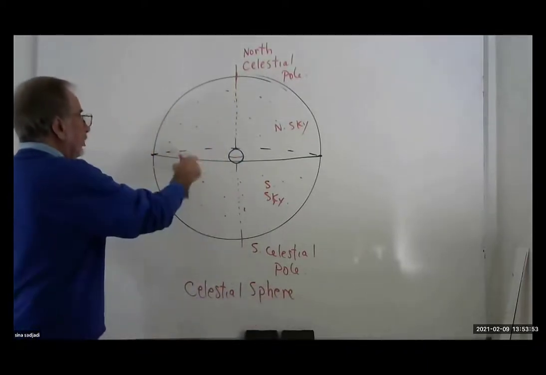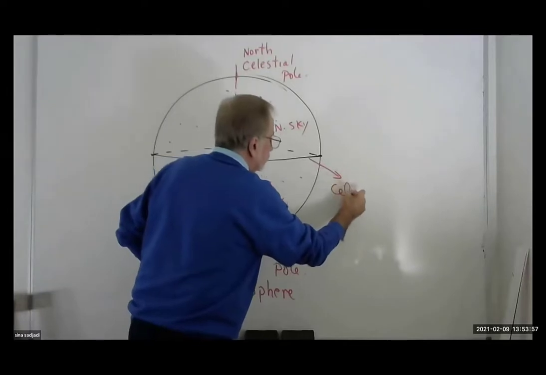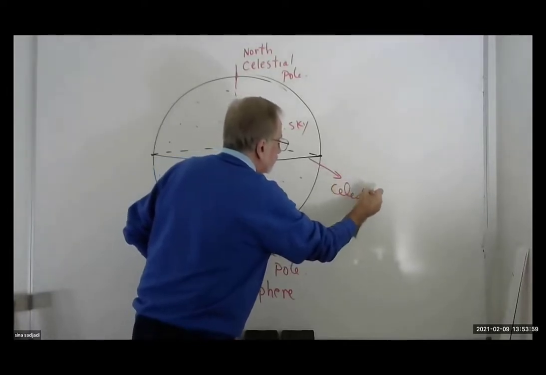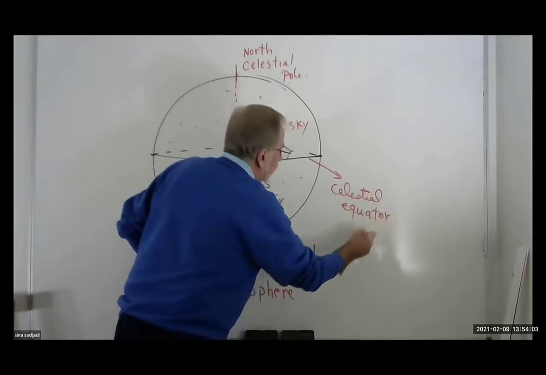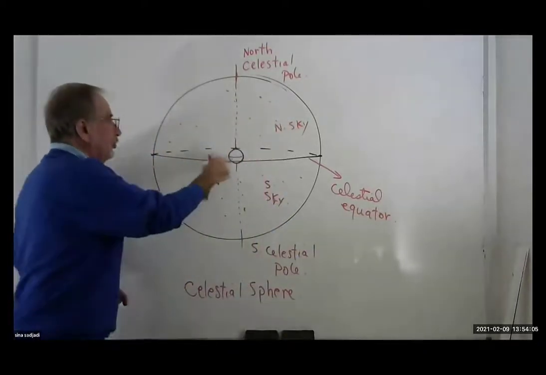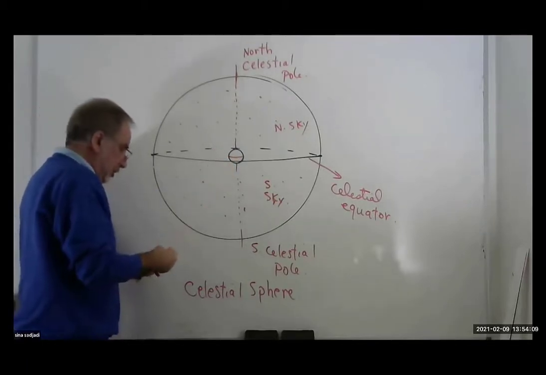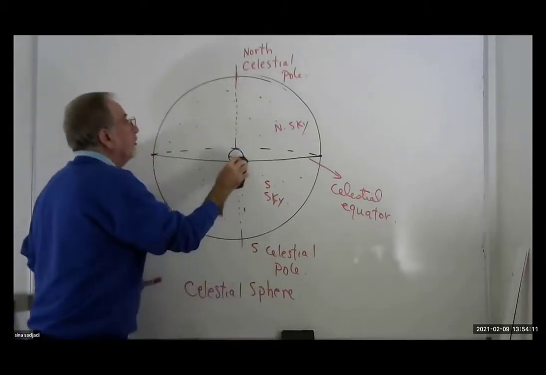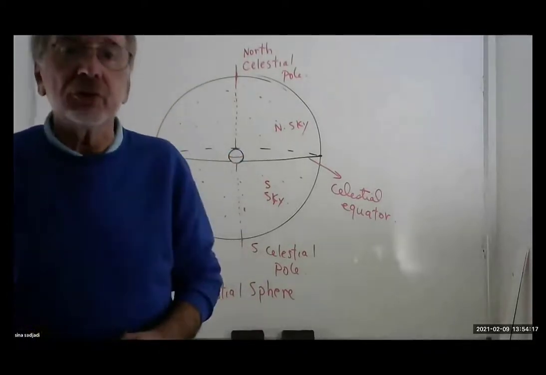And what is this called? Well, this is the celestial equator. Celestial equator, which is a projection of the Earth's equator, right? So this red line on the Earth is the Earth's equator, and I expanded it until it hits the sky, and it became the celestial equator.